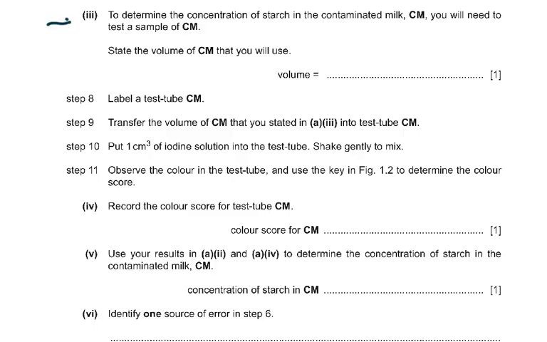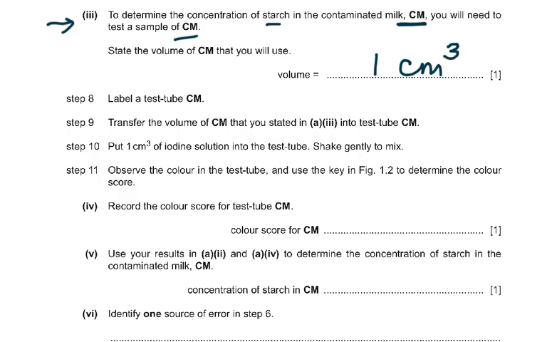Then we come to part 3 of the question. To determine the concentration of starch in the contaminated milk (cm), you will need to test a sample of cm. State the volume of cm. Well, naturally, how much did we take of the 1% and the 0.2% and all that? So we take 1 cm cube of that. So you write the same as you would take from here, 1 cm cube.